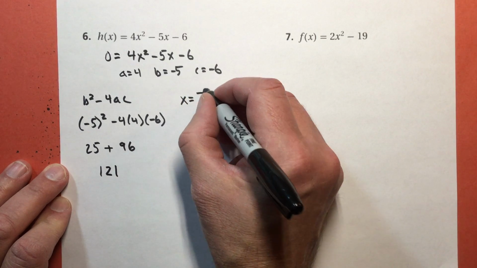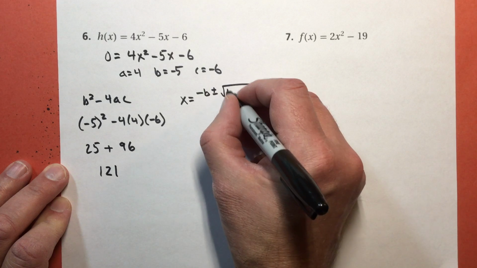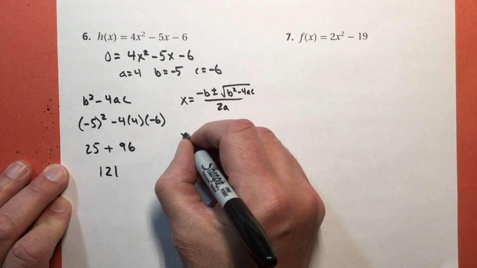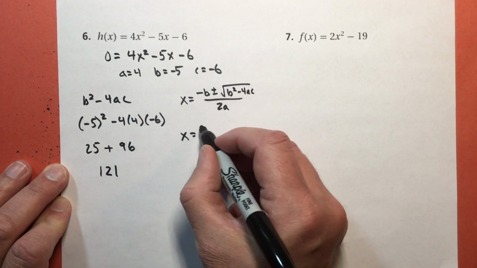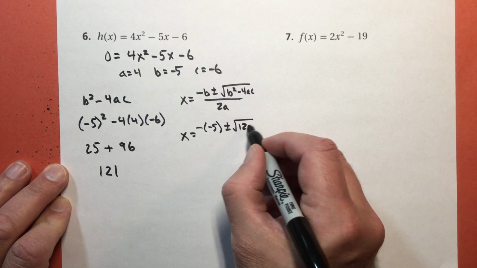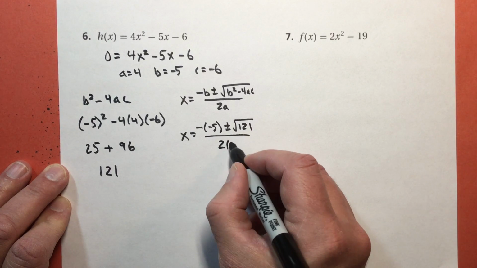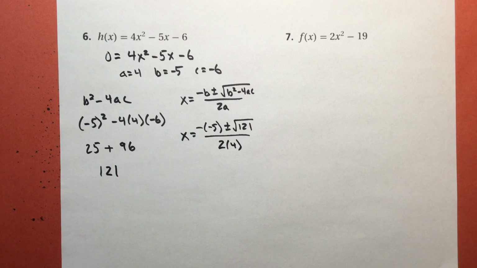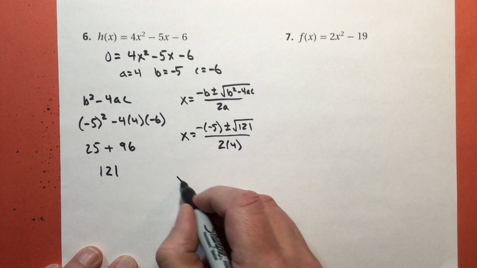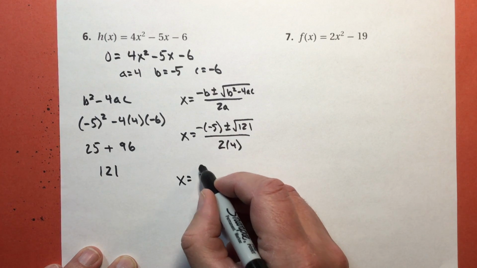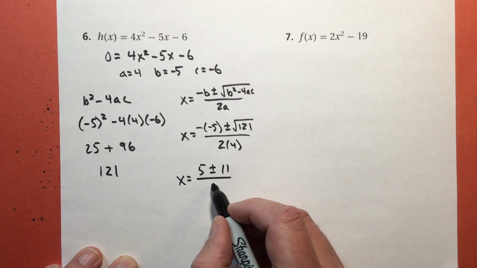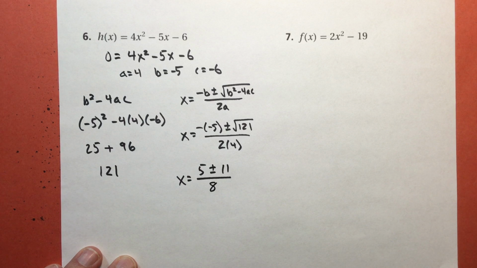Quadratic formula is negative b plus or minus the square root of b squared minus 4ac divided by 2a. My b is negative 5, so I got the opposite of negative 5, plus or minus the square root of 121 divided by 2 times 4. Opposite, simplify, multiply. The opposite of negative 5 is 5. Square root of 121 is 11. And 2 times 4 equals 8.